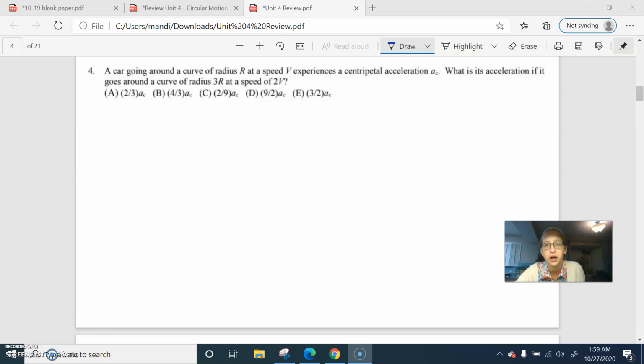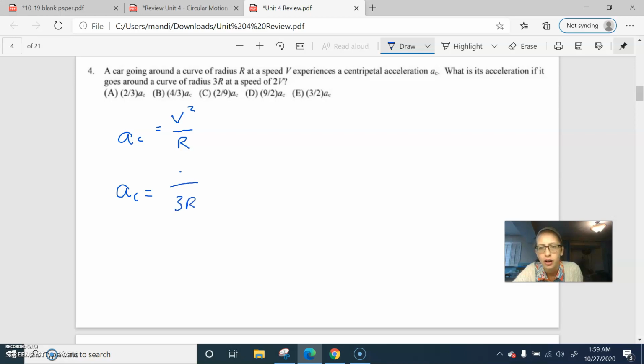Okay, so car going around a curve. So AC is V squared over R. But then, what if we do 3R and 2V? So what does AC become if we do 3R and 2V? Now that's still squared, so that's 4V squared over 3R. So that's 4/3 the centripetal acceleration as before. So the answer is B.